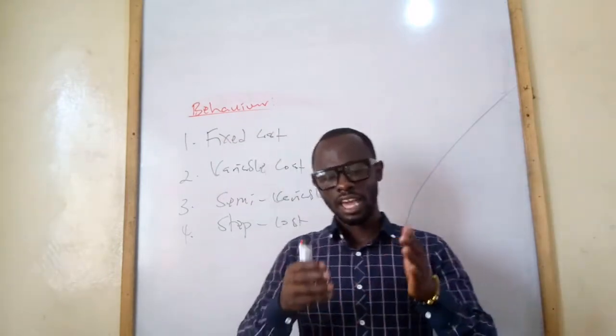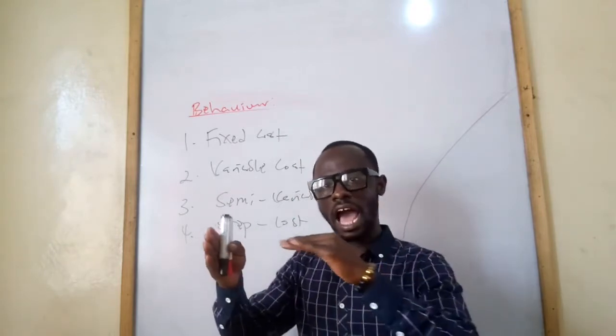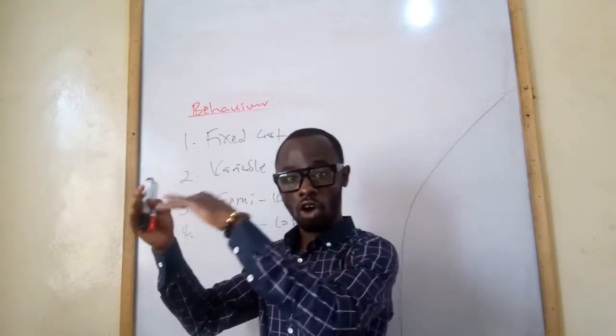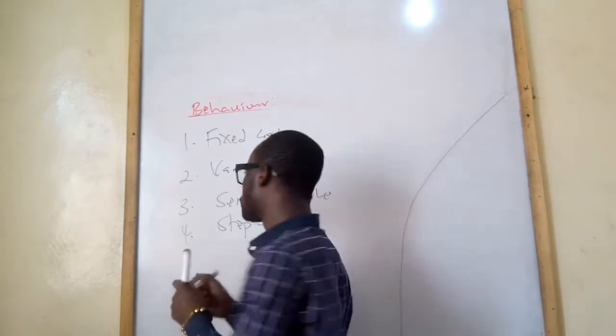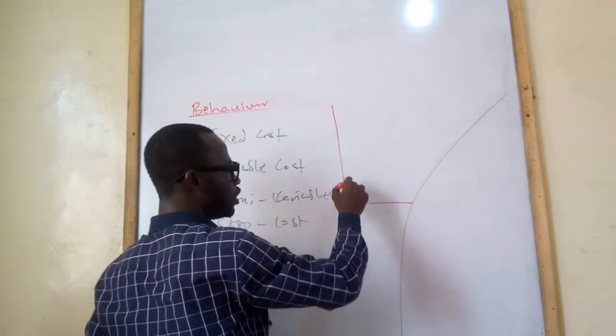Then the next one is step cost. With step cost, what is happening here is that the cost remains the same, but when the activity level changes, the cost also changes.